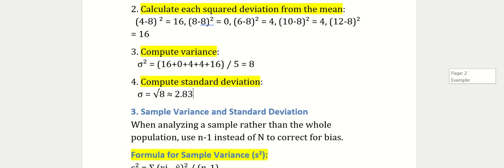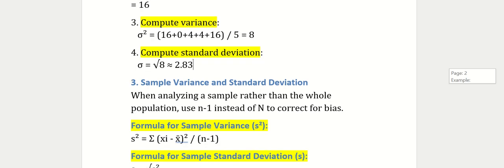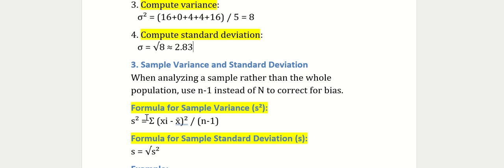Right. Let's assume that we are talking about a sample, not a whole population. For a sample, there is a small modification in the formula. The variance equals the sum of (xi minus mu) squared over n minus 1, where xi is each data point in the sample, mu is the mean of the sample, and n minus 1 is the number of data points in the sample minus 1. And the same thing, if you want the standard deviation, it's the square root of the variance.